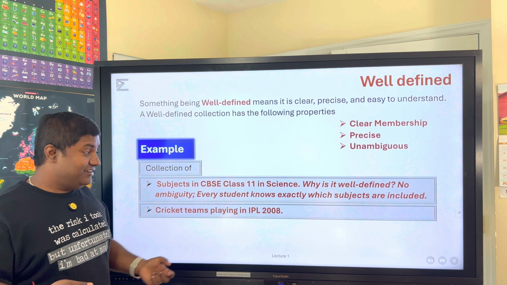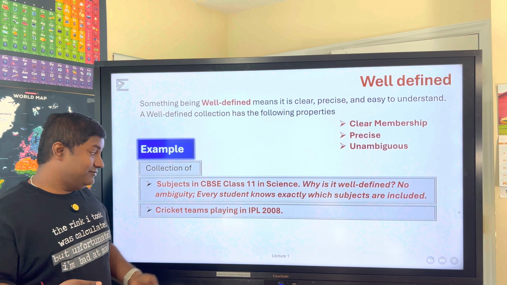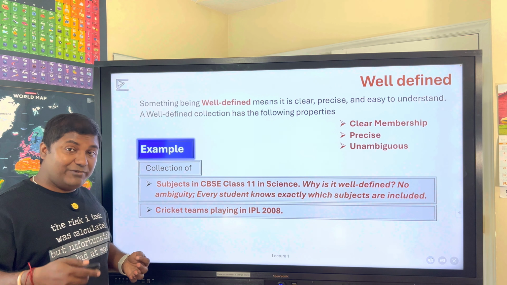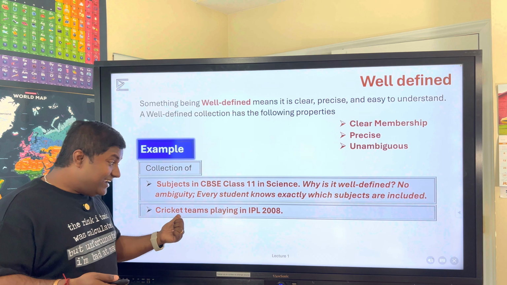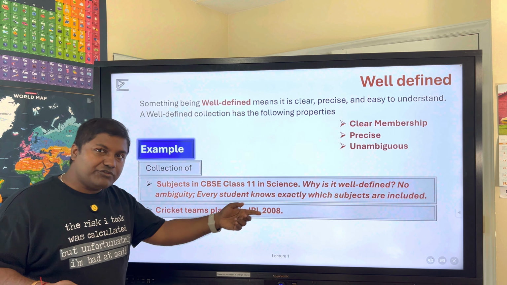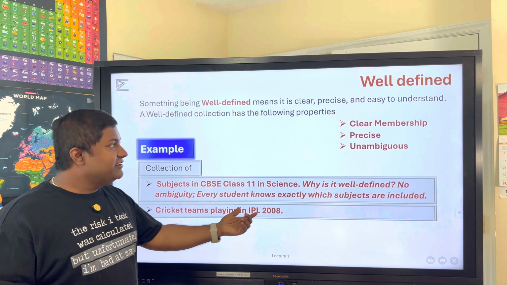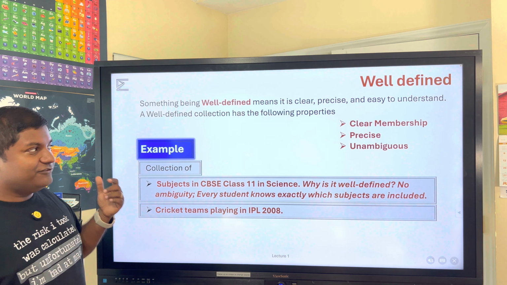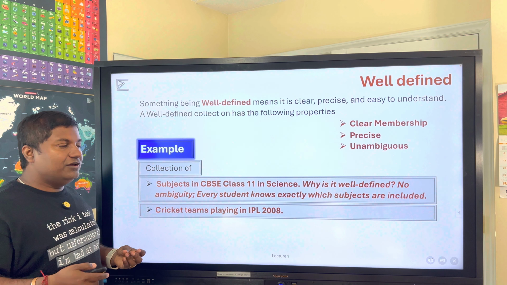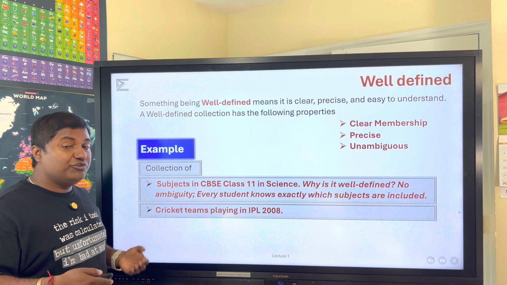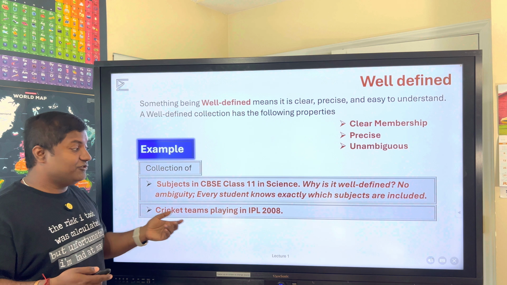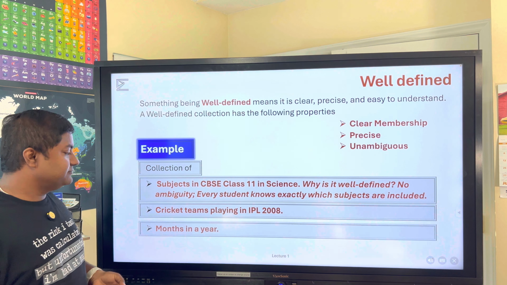Whoever has seen IPL 2008, they know what cricket teams played, right? Everyone will give you the same answer. Here, with the cricket IPL 2008, by providing all this information, we made it very precise, and it becomes easier for us to find out which will be the members, that means which cricket teams will be in this collection.